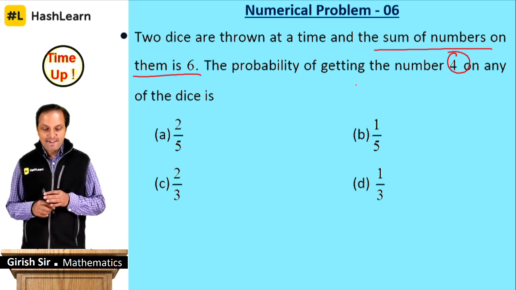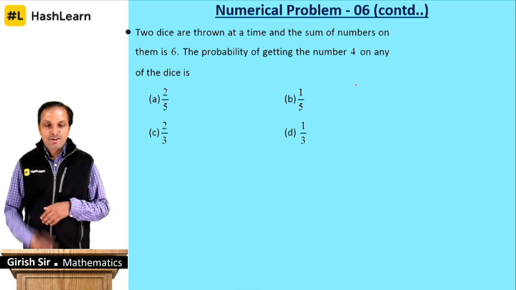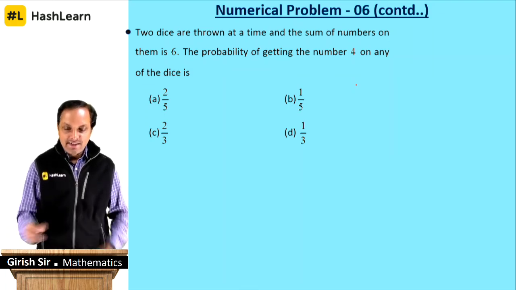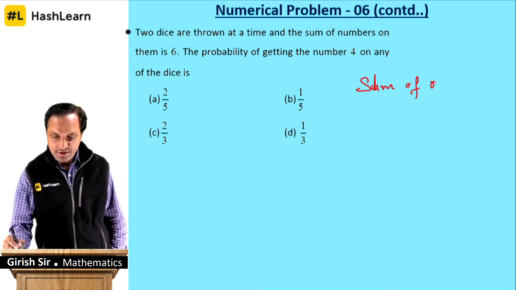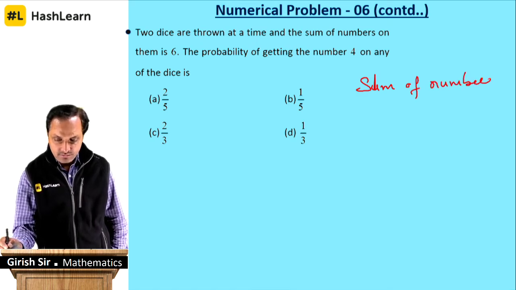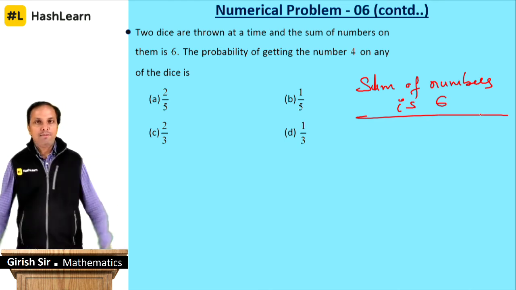Chalo, your time is up and let's see how to solve this one. तो पहला निकालना है हमें sum of numbers is 6. Chalo, you write all the possible cases.